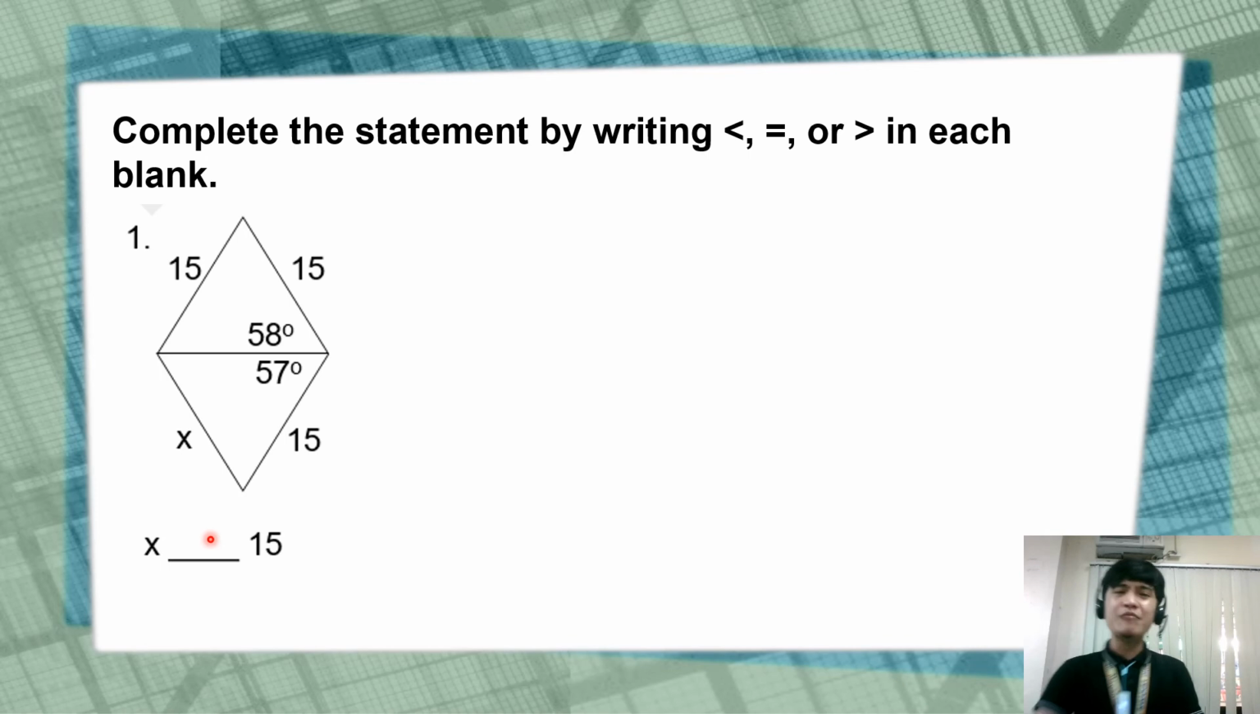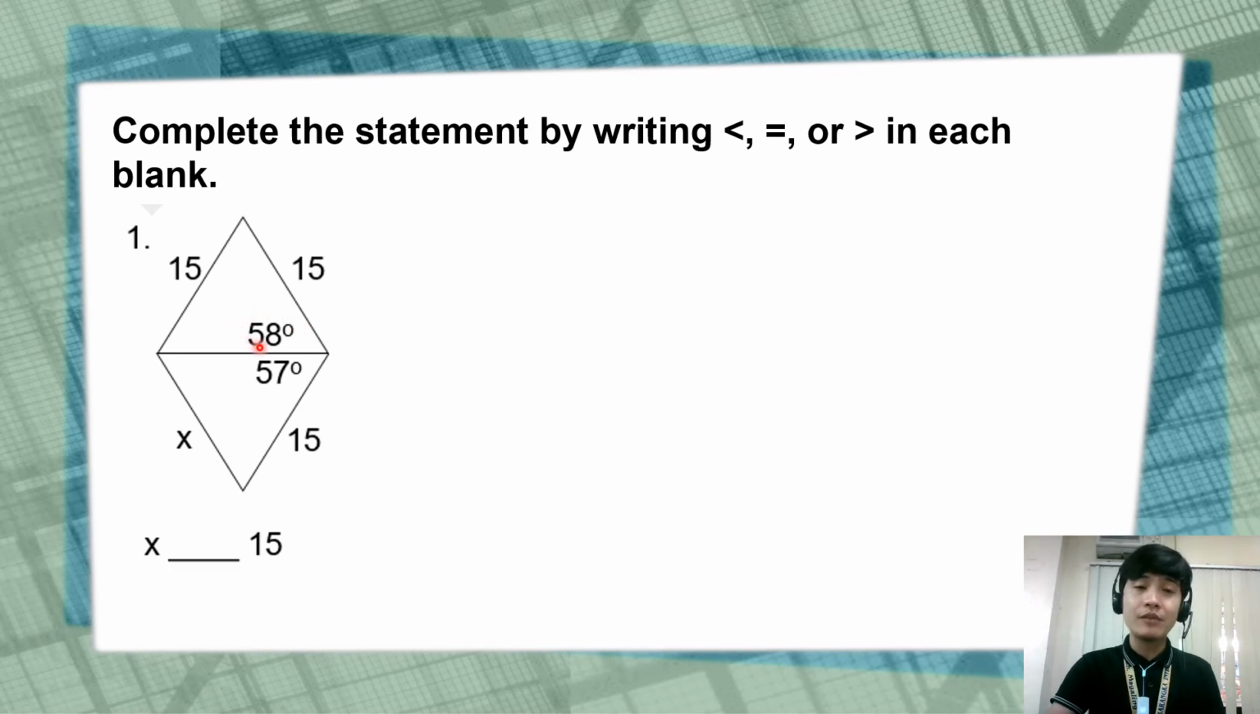So, sa unang tingin, mukhang hindi natin makukumpara si x kay 15 dahil unang-una, wala namang measurement si x. But let us try to rely on the given angles. Looking on the given angles, 58 degrees, ang kanyang opposite side is si 15. Si 57 degrees, ang kanyang opposite side ay si x. Now, if we are going to compare, 58 degrees is bigger than 57 degrees.